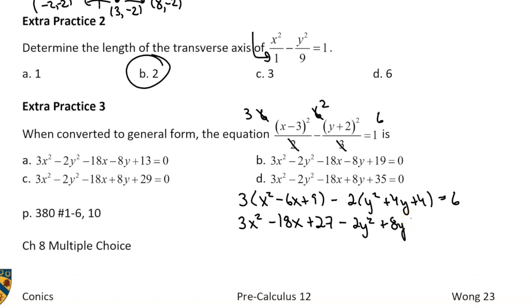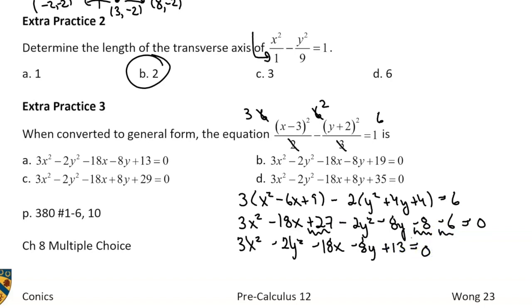Nope, minus 8y, minus 8 equals 6. Let's actually subtract 6 onto the other side, equals 0. And then we can join some like terms. We'd have 3x² − 2y² − 18x − 8y. And then here we have a 27, subtract 14. That'd leave us with plus 13. And that would be minus 2 minus 18. That looks great. Looks like it would be A right there.